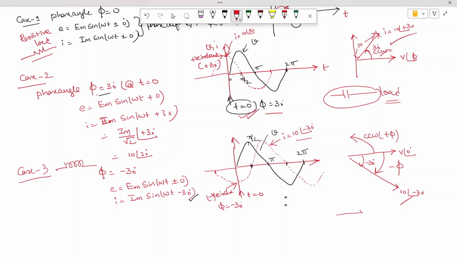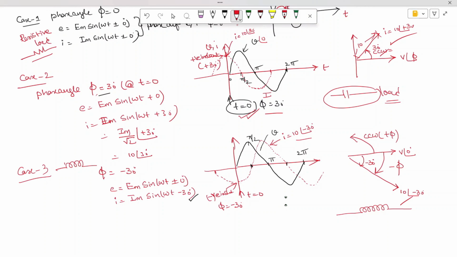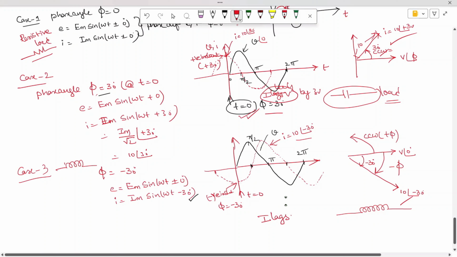These types of scenarios are generally for inductive loads. Here you can see this is the voltage at an angle 0, and this is the current. Current lags voltage. By how much? 30 degrees. Sorry, current leads, because the current has already started, therefore current leads. So current is lagging. This is the reference and it is lagging, therefore I can write it as: current lags voltage by 30 degrees in the case of an inductor.